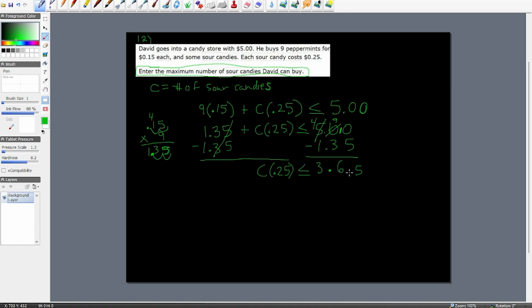And we're very close to solving this problem now. We have C times 0.25 is less than or equal to 3.65. We just need to get C by itself. So let's do the inverse operation of what's being done to it. And we're going to divide by 0.25.